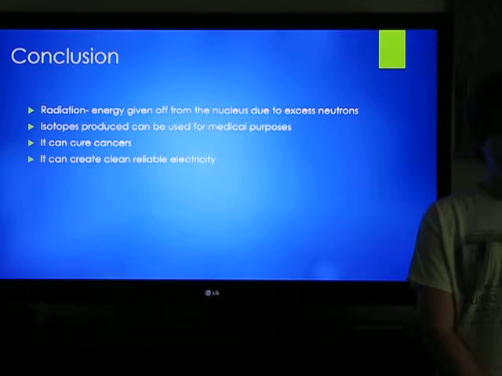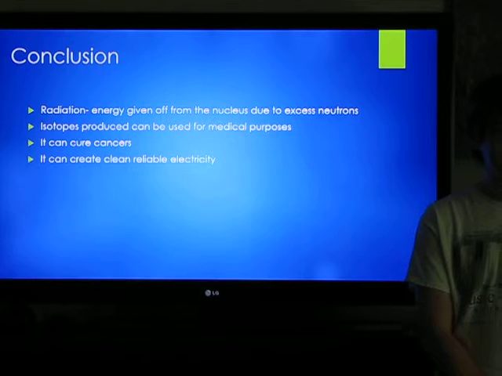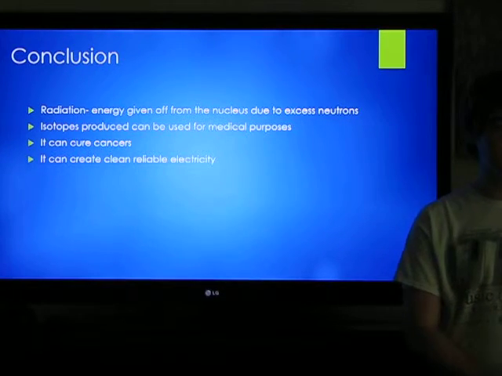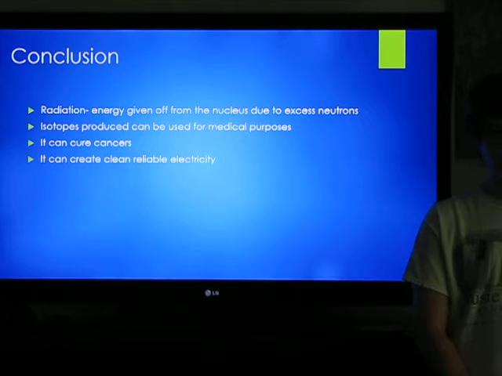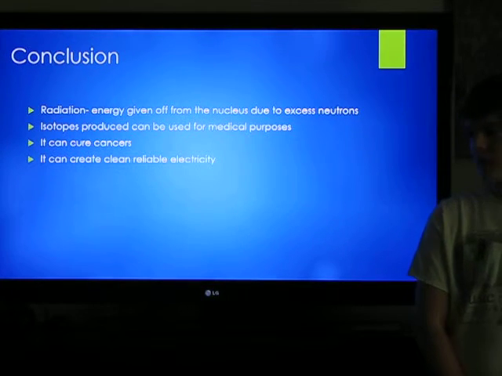Who has the most nuclear plants producing electricity? France. About 3/4 of their electricity is produced through nuclear energy. Any more questions?